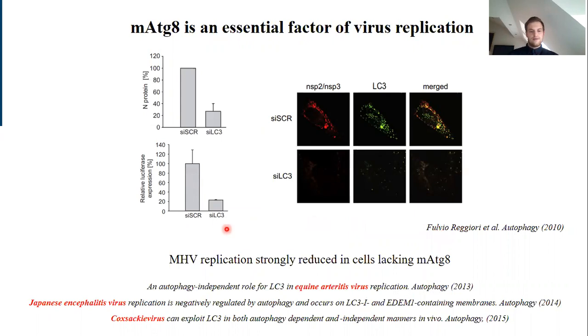Surprisingly, it was shown that the replication of MHV, mouse hepatitis virus, a coronavirus family member, was strongly reduced in those cells which were lacking Atg8 compared to those which harbor Atg8. So this suggests that Atg8 is an essential factor of virus replication. I would like to emphasize that it's not a unique mechanism for coronaviruses, because other viruses are using the same mechanism.